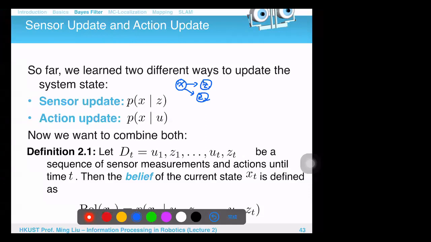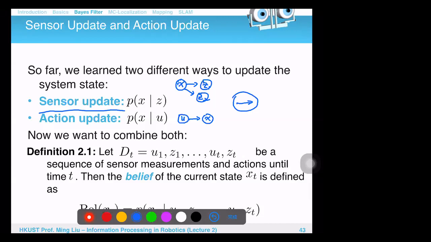The second one is you have a U, and you want to use this U to change the state of X. Just note the directions of its arrow. This is important. Sensor update means I want to have some sensor readings, and based on these readings infer the current states. But the action update is I have some action that can directly affect the state. That's why the arrow directions are different.